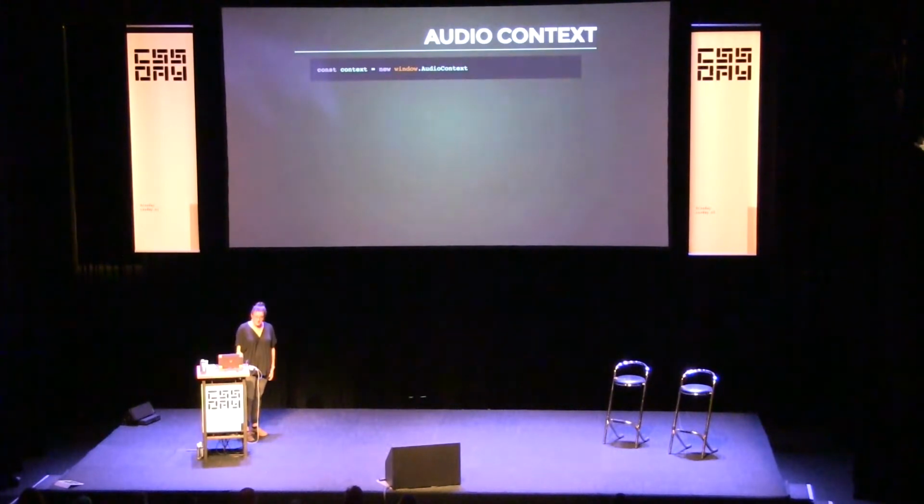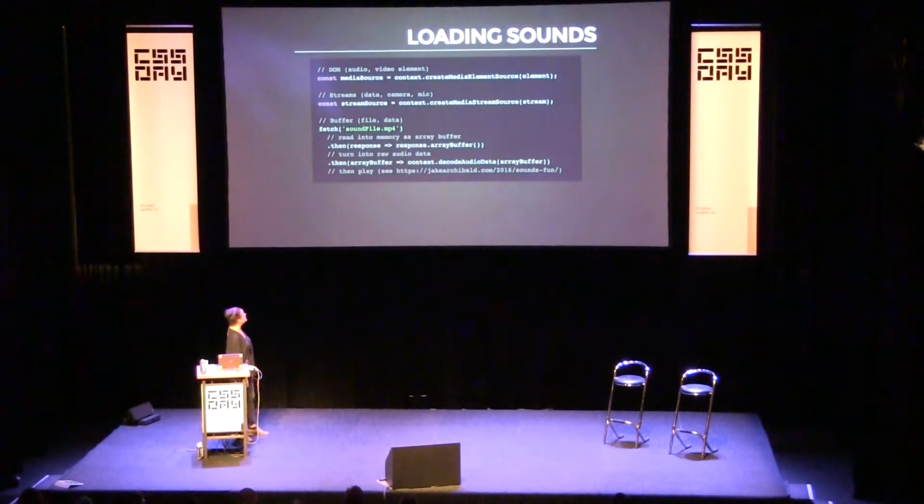So we need some sounds. Well, we can load some sounds in. There's three main ways to do this with the audio API. You can grab it from the DOM itself. So if you've got a video or audio element within your HTML, you can just go and get the source from that. That's a pretty simple way of doing it. You can stream it. So from your mic or your camera on your device, you can stream the audio from that. Or you can go and get it from a file.